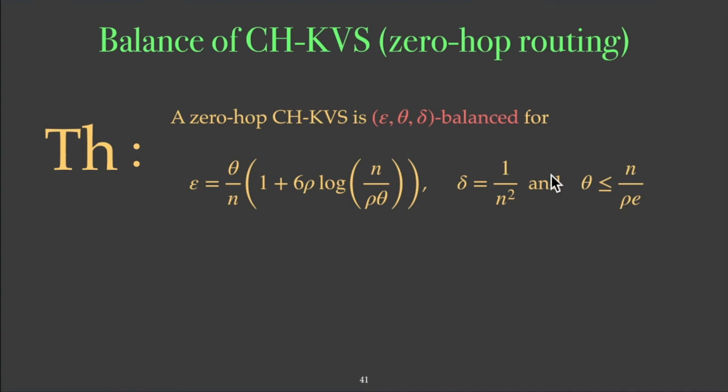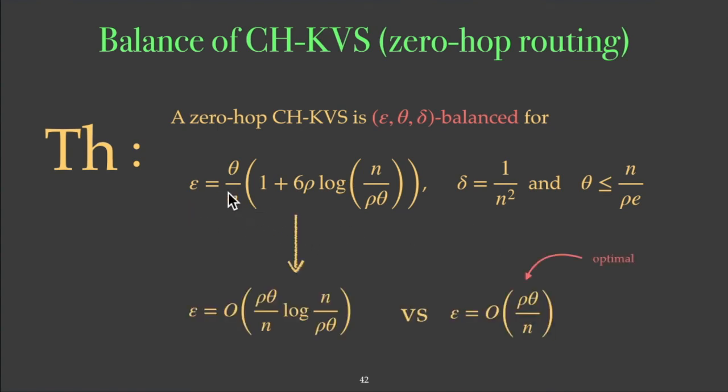So we show that CHKVSs indeed satisfy the property of balance. And here I'm showing you the values of epsilon, theta, and delta for the case of zero hop routing, but we can show similar numbers for multi-hop routing. It's in our paper. So again, you do not have to look at these numbers, but let me just give you some idea on whether these are good or bad.